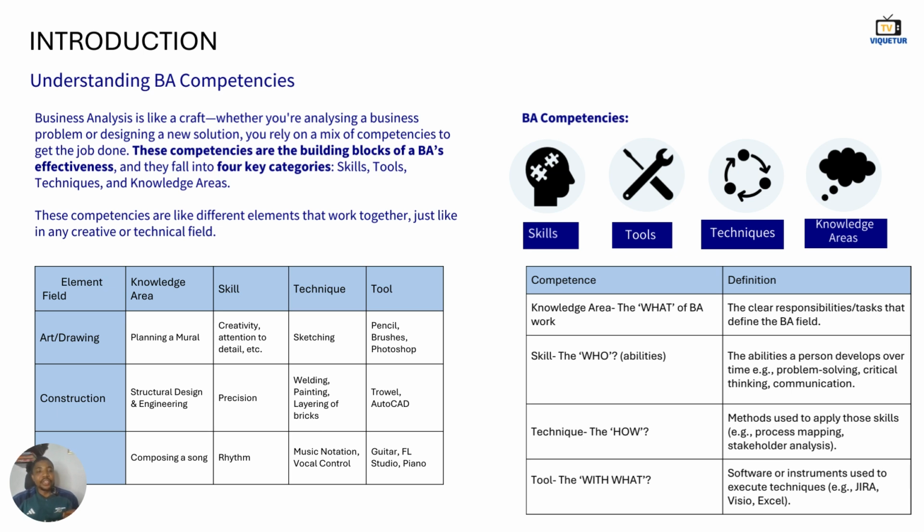The same way you get to see an artist use different tools to do different things, that is the same way a business analyst relies on 4 major elements to help them carry out their job properly. That is the skills, which are the things that you develop as you work, your personal traits, your technical skills, your hard skills, your soft skills, right? And then they also involve the tools that you use. What are the tools, the instruments, the software that you use to carry out your job as a business analyst?